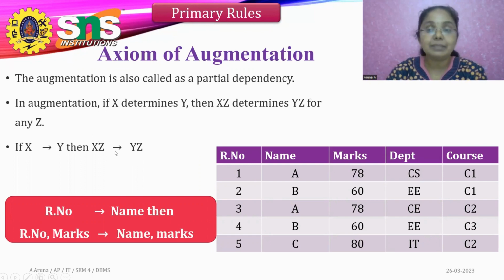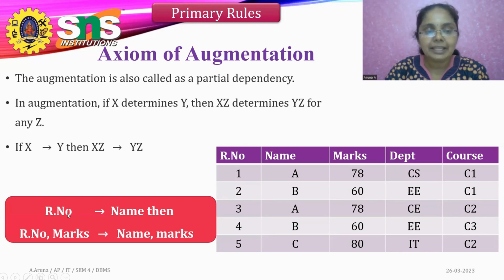Mostly in our mathematical relations, if we want any simplification, we add the same value to both sides. In similar cases, if a new attribute is added on both sides, x and y, we call that augmentation, and also this is a partial dependency.